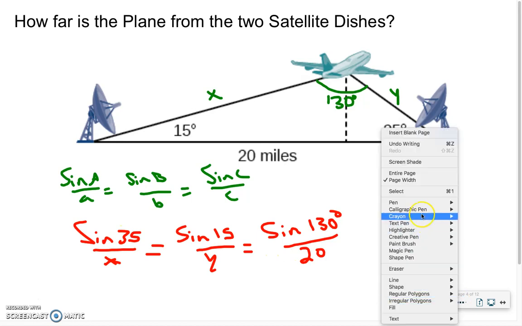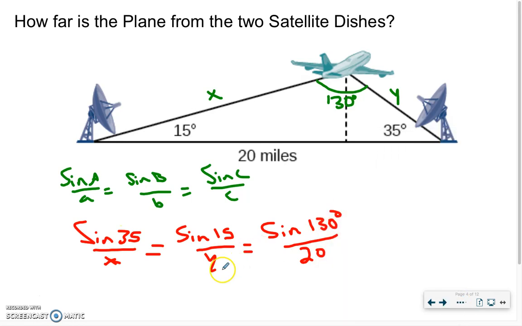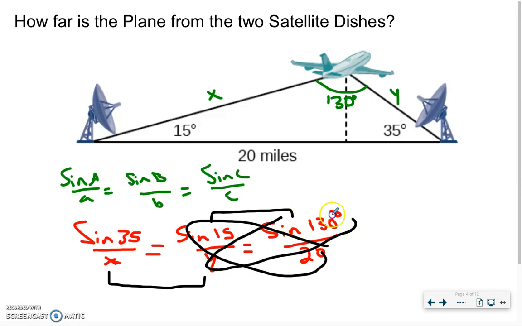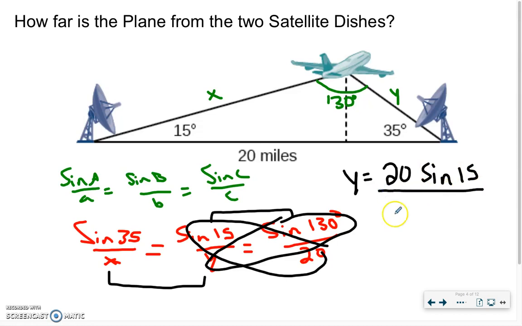So to solve, to me, this is the reason why I do this. It's just a matter of picking 2 out of the 3. I can't compare 1 and 2 because we have 2 unknowns. But I can compare 2 and 3 to help me find the y variable. So to solve for y, we're just going to cross multiply these 2 values. And so you're going to get y is equal to 20 sine of 15, all of that divided by sine of 130.